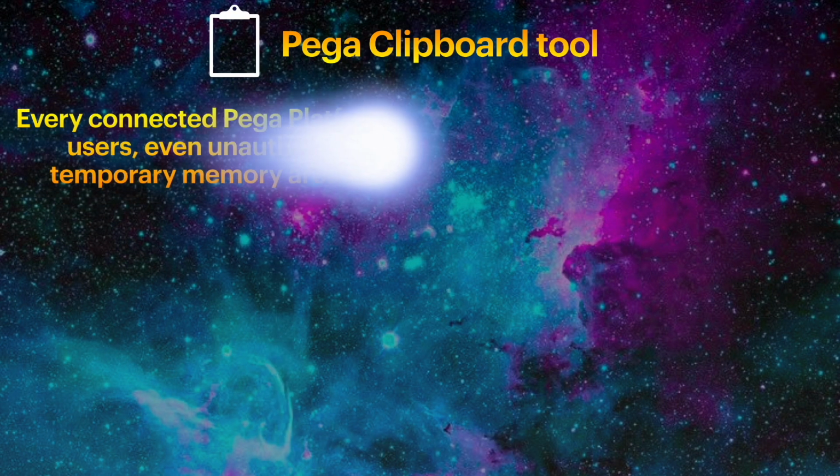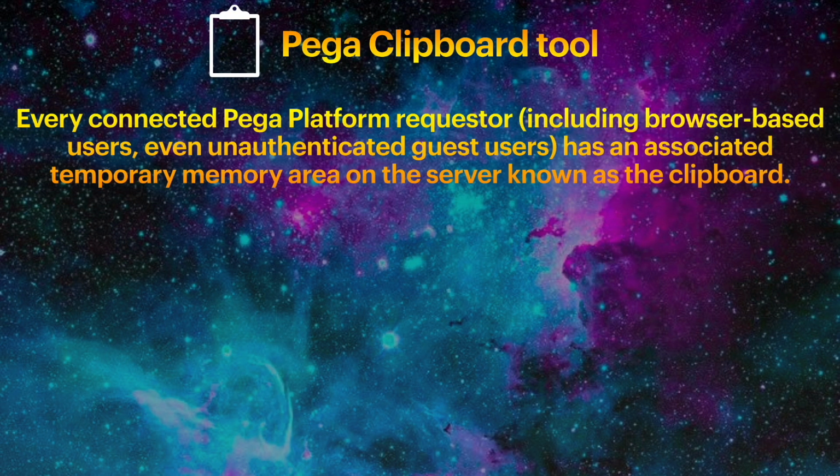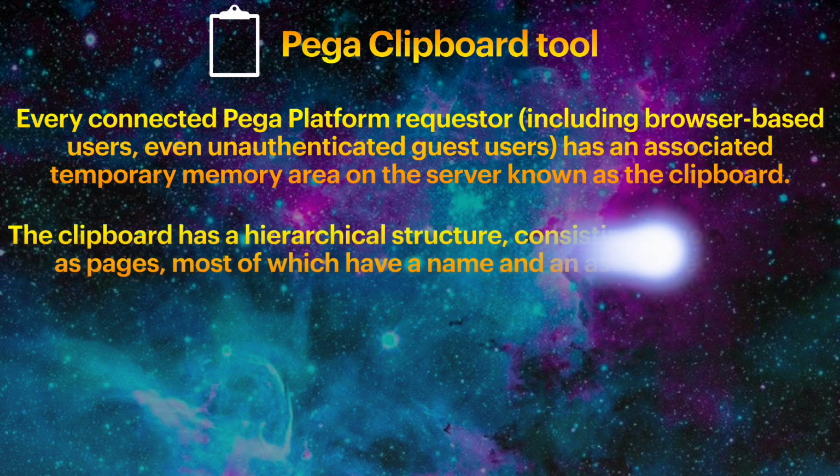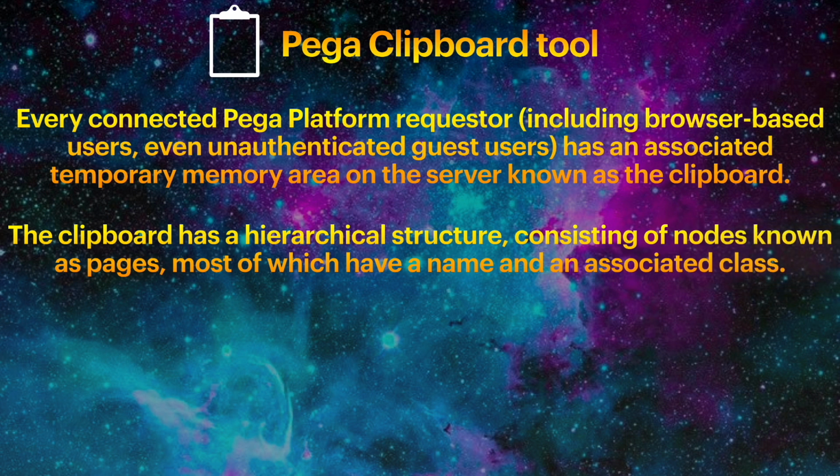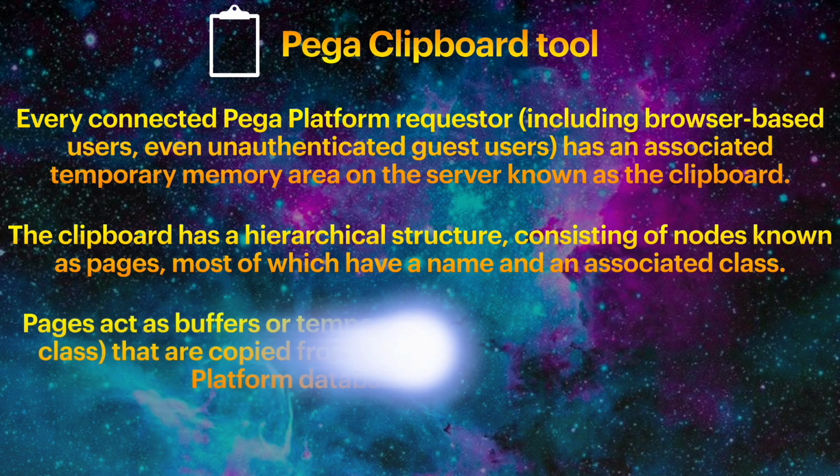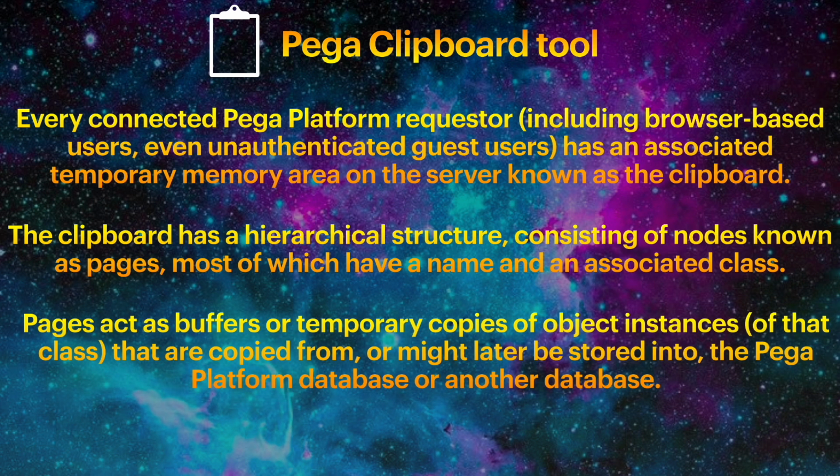Every connected Pega platform requester, including browser-based users, even unauthenticated guest users, has an associated temporary memory area on the server known as the clipboard. The clipboard has a hierarchical structure, consisting of nodes known as pages, most of which have a name and an associated class. Pages act as buffers or temporary copies of object instances of that class that are copied from, or might later be stored into, the Pega platform database or another database.